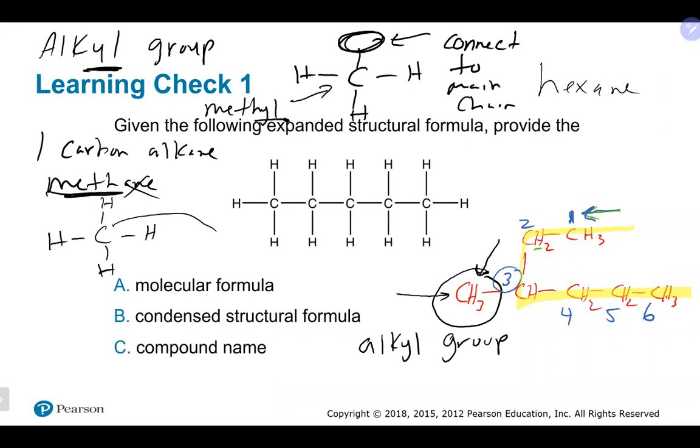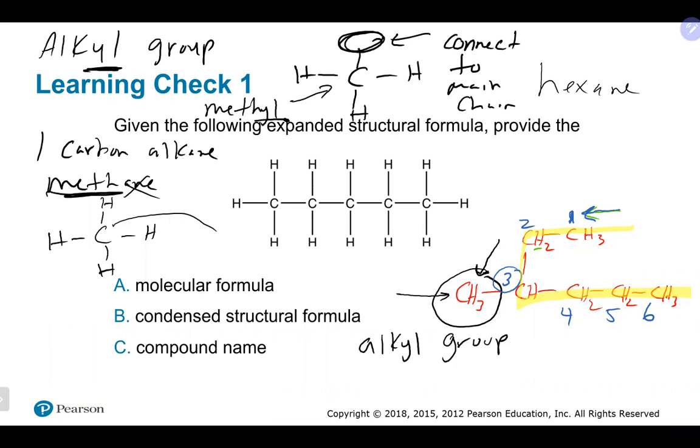So now that we know the longest chain is hexane, we know the group name is methyl, and we know what carbon it's located at. That's pretty much all we need to name it. So we start with the groups. If there happens to be more than one group, it is named in alphabetical order, regardless of number. So alphabetical order for the groups, regardless of number.